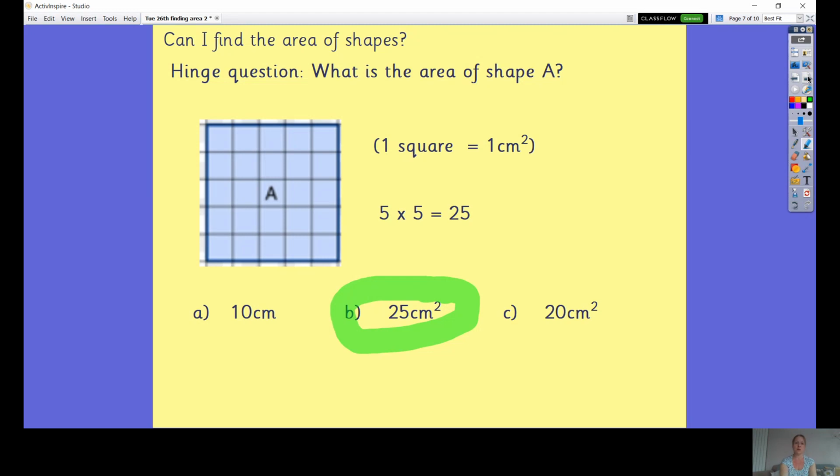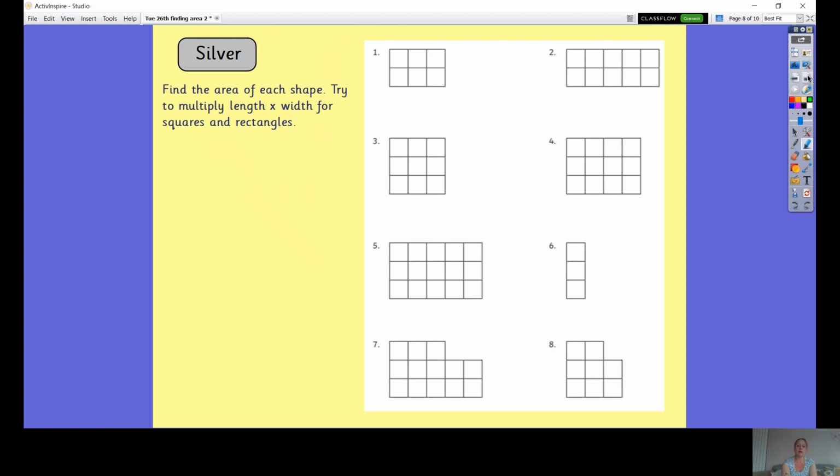Okay, so your task for today, silver task, is this one. Find the area of each shape. Try to multiply the length by the width. So how many squares are there in one row, and times it by how many rows there are. So this one, for example, would be 3 times 2 because there's 3 squares in a row and there are 2 rows. So 3 times 2 and so on and so forth.